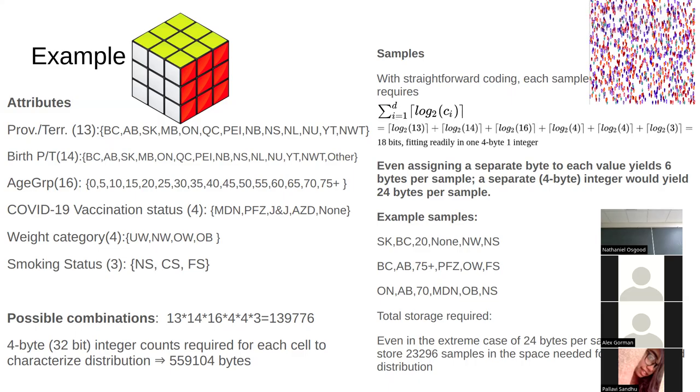Suppose you want to also keep track of their vaccination status, which vaccine they have received, their weight category, maybe their smoking status. The number of possible combinations, well, 13 for this, 14 for this, 16 for this, and so on, gives 139,776 combinations. It's a lot of combinations that you'd have to keep track of. This cube is not only three dimensions. How many dimensions in the cube now? Maybe six. Six dimensions. I won't ask you to visualize that.